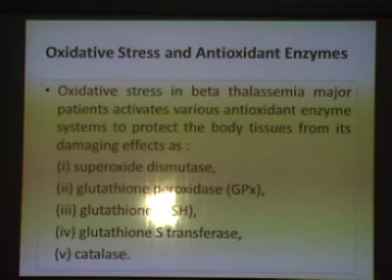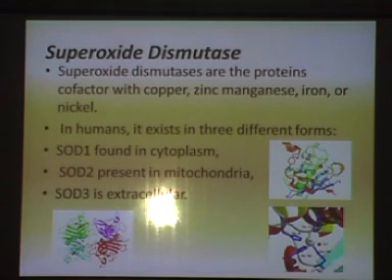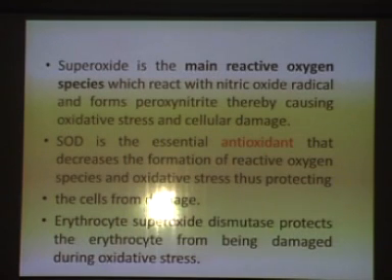Okay. What about antioxidant enzymes? The important antioxidant enzymes to protect the body are superoxide dismutase, glutathione peroxidase, glutathione S transferase, and catalase. What about them in thalassemia? Superoxide dismutase is present in 3 forms: 1, 2, and 3; 1 in the cytoplasm, 2 in the mitochondria, and 3 extracellular. Superoxides are the main reactive oxygen species, so the dismutase is an essential antioxidant to prevent cell damage. And it is also very important inside the erythrocytes.